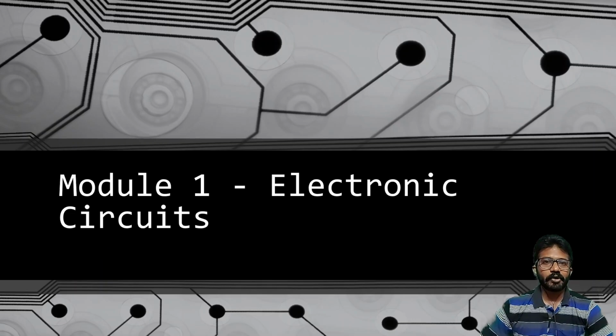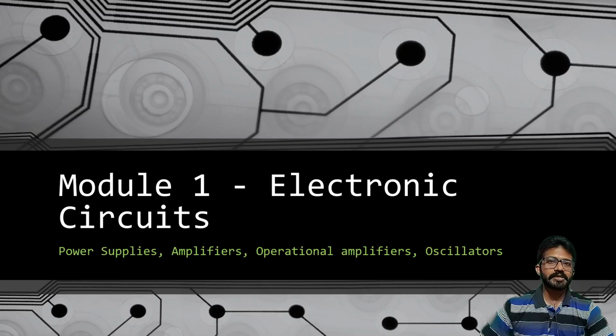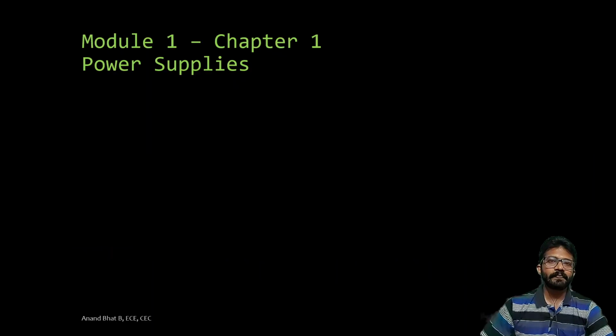The name of the module is Electronic Circuits, and this module is divided into four chapters, namely power supplies, amplifiers, operational amplifiers, and oscillators. So as per the syllabus, we shall begin with the first chapter of the first module, that is power supplies.